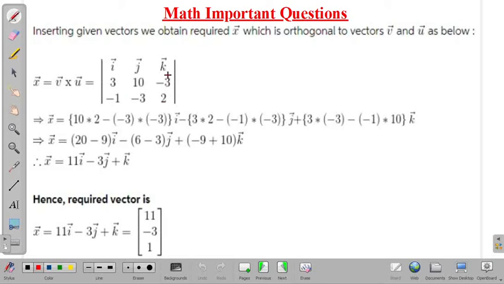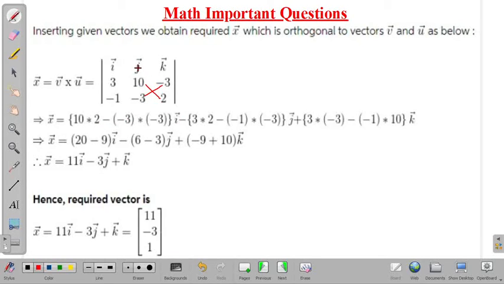So now how do you find the value of a determinant? First you need to write i cap, which is here. Then you need to multiply 10 into 2 like this. Then subtract the multiplication of these two numbers, okay, minus 3 into minus 3. So we have subtracted this.